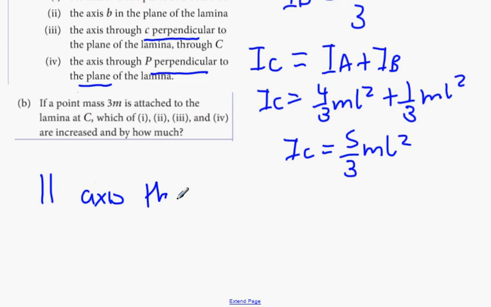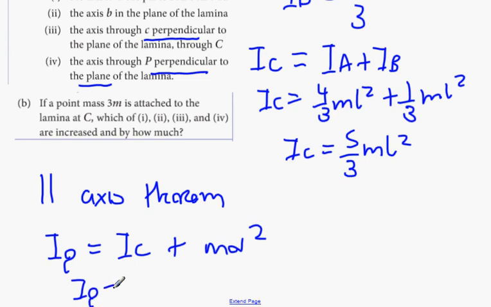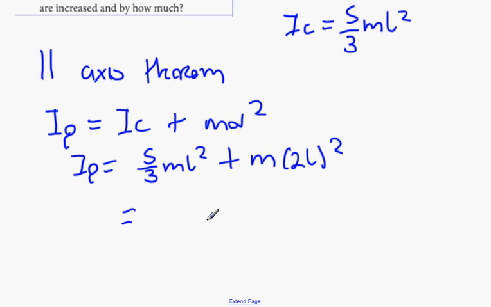And the parallel axis theorem, as we just proved, is the new axis IP equals IC plus MD squared. IP therefore is 5 over 3 ml squared plus the mass of the object, which is m. What's the distance between both of them? 2L squared. Multiply that out, and what you'll get is 17 over 3 ml squared.